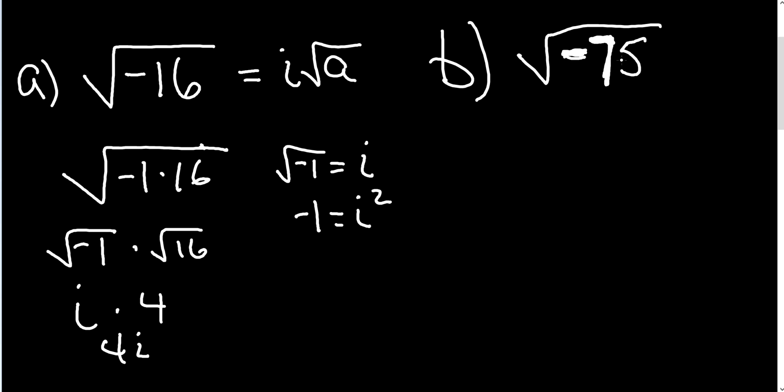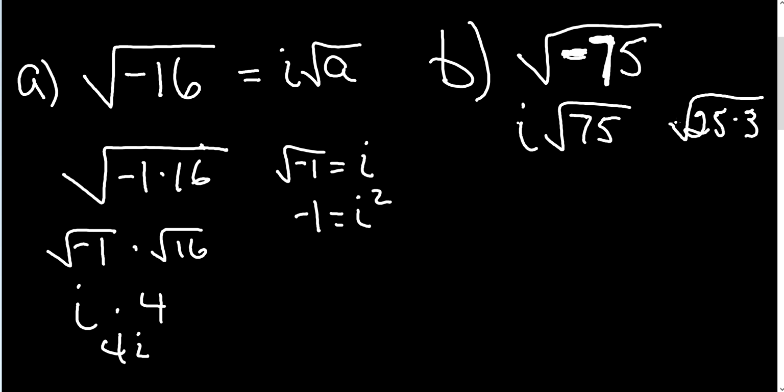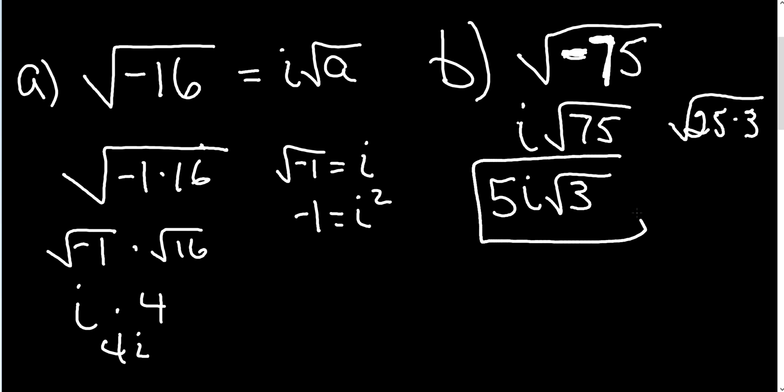Take out the negative with an i, and then you will have... this one I'll do a little differently. This is the i that comes out, then I'm left with the square root of 75. Square root of 75 would break down to be 25 times 3. The square root of 25 is 5, so the 5 comes out and joins the i, and what I have left is the square root of 3, which we can't simplify.